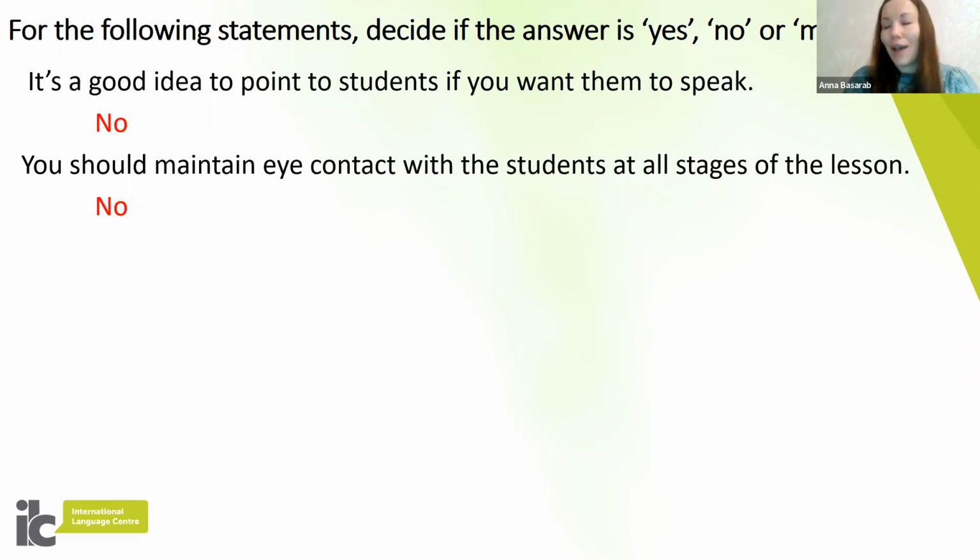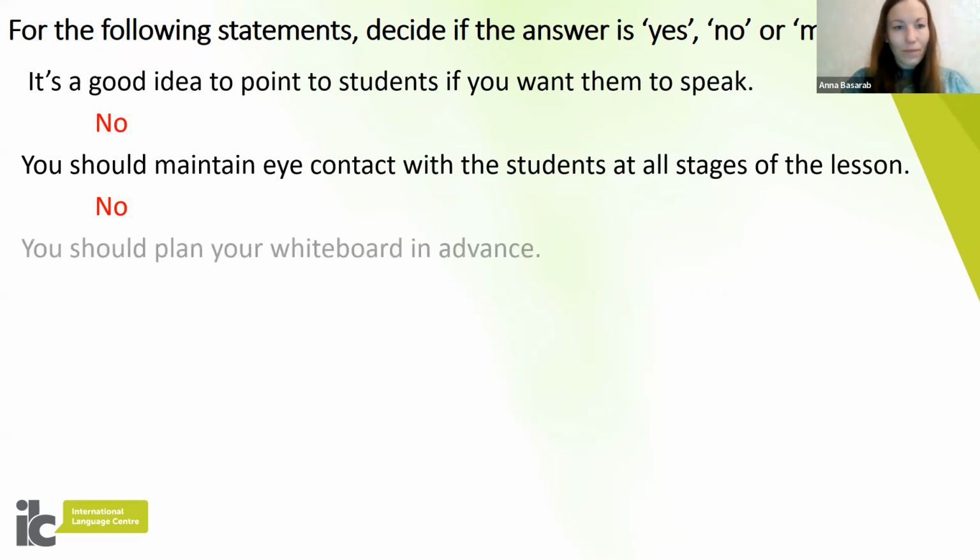And in normal real life, you do not always maintain eye contact with people you talk to, people you meet. Sometimes you look at them, but sometimes you get distracted. So normally, if you just reflect a little bit, you will see yourself that you do not always look at your students, like this. So it may even feel a bit intimidating. Okay, how about this one? You should plan your whiteboard in advance.